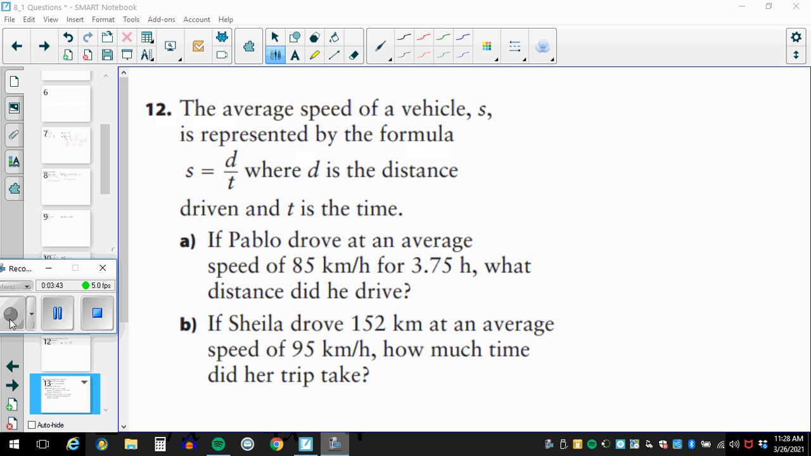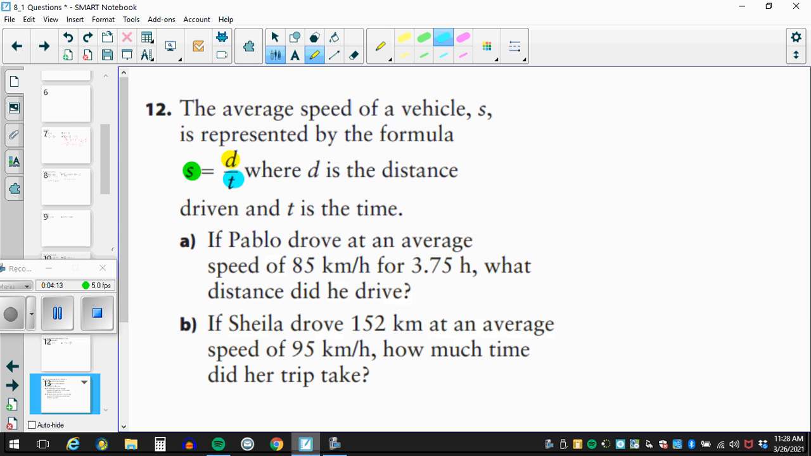Question 12 is a story problem, and it says the average speed of a vehicle, s, that's speed, is represented by the formula speed equals distance over time. If Pablo drove an average speed of 85 kilometers an hour for 3.5 hours, what distance did he drive? So in this particular one, we have 3 variables. Actually I'm going to do them in different colors. I'm going to do green for s, and blue for time and d for distance.